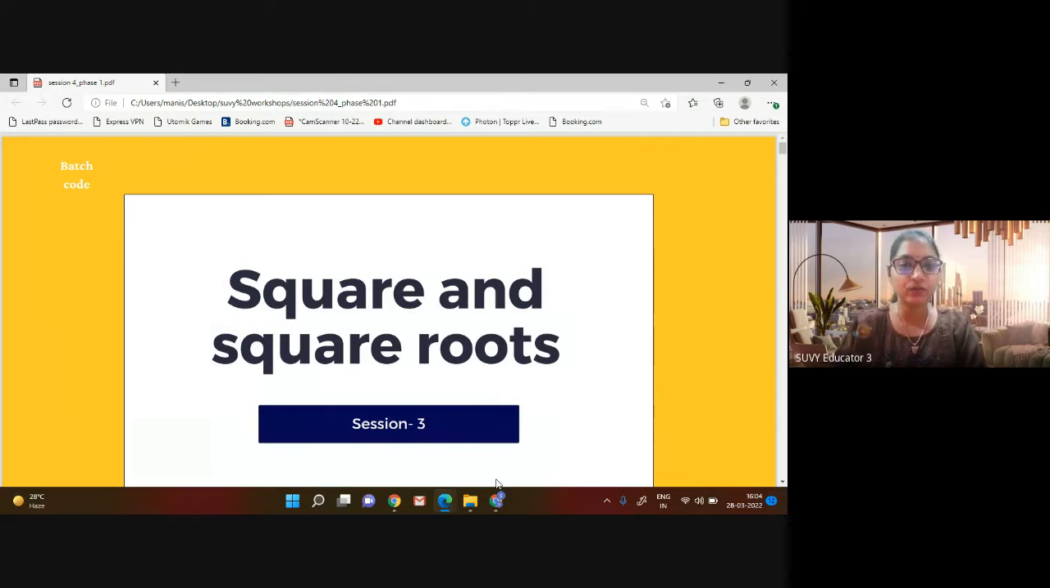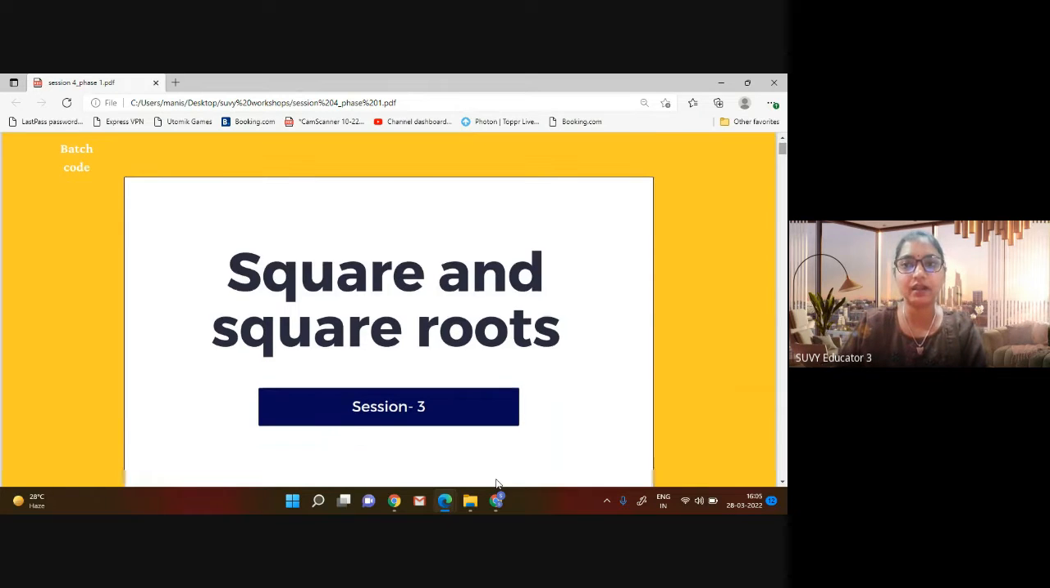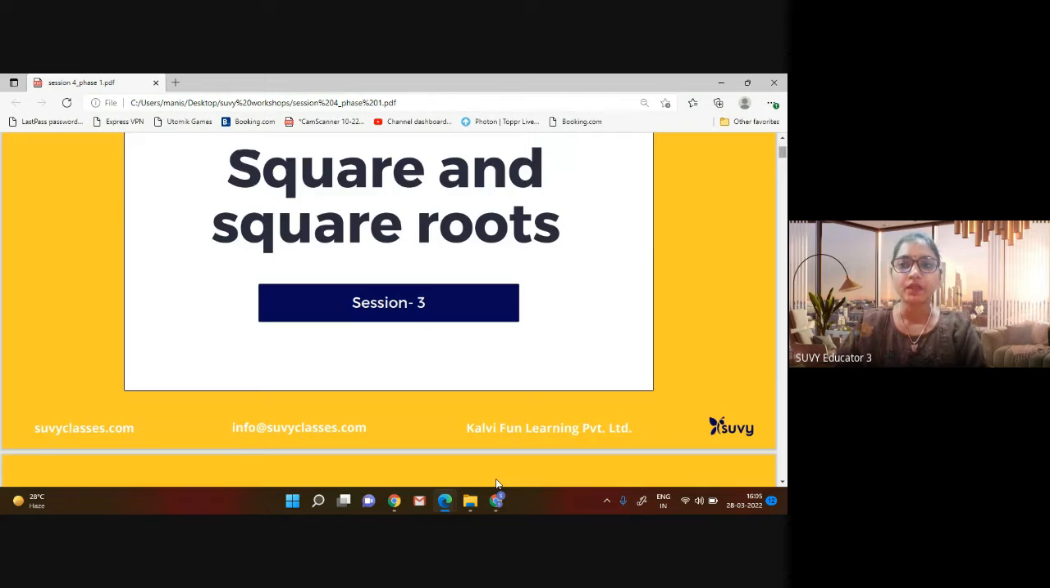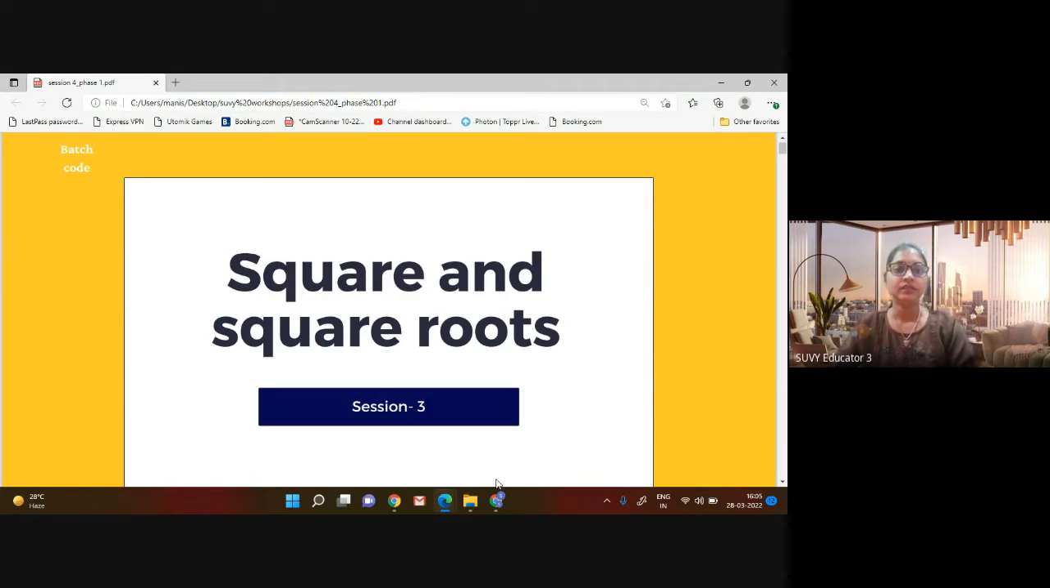As everyone knows, in the very first session we covered the first two chapters. Then in the second session we covered the next two chapters, and in the third session we went through just the data handling part, only one chapter. Today we are going to cover two chapters again. One is square and square roots, another one is cube and cube roots.